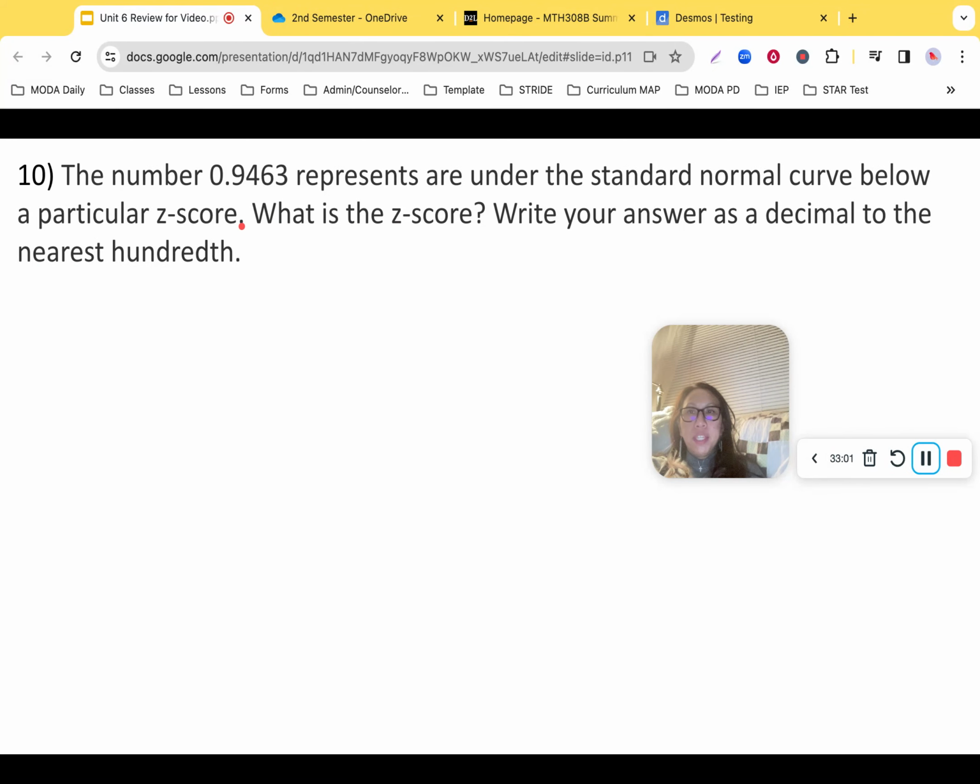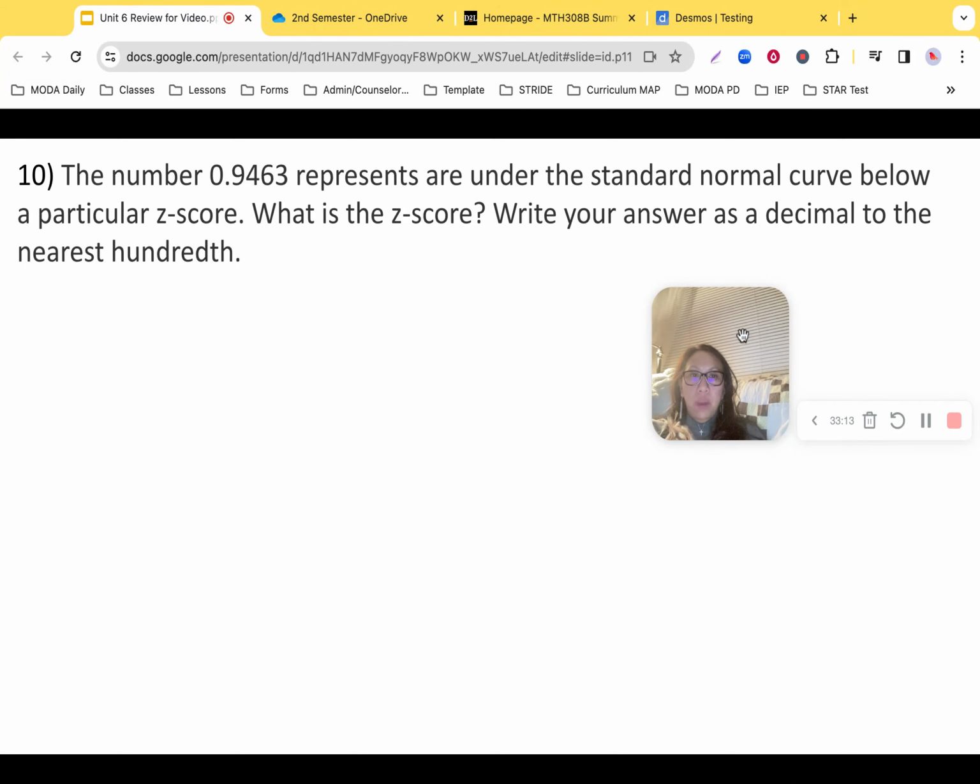All right, for number 10: the number 0.9463 represents the area under the standard normal curve below a particular z-score. What is this z-score? Write your answer as a decimal to the nearest hundredth.